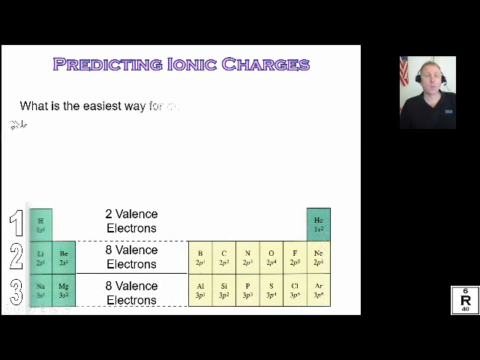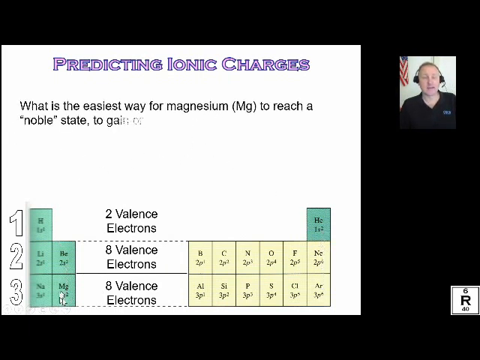So, what is the easiest way for magnesium, here's magnesium, to reach a noble gas configuration? Should it gain or lose electrons? So we've got magnesium here. It could gain electrons. It could gain 1, 2, 3, 4, 5, 6 electrons and become the noble gas configuration of argon, or magnesium could lose 1, 2 electrons and get the noble gas configuration of neon.